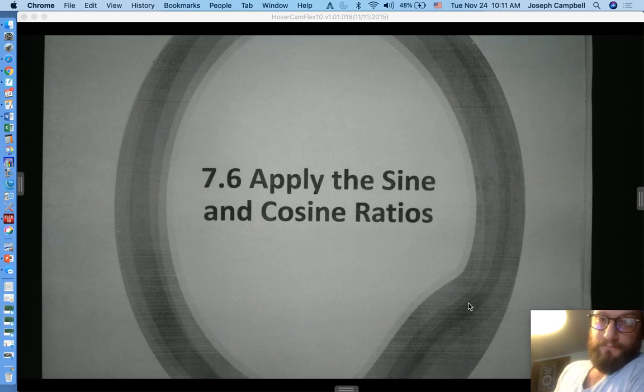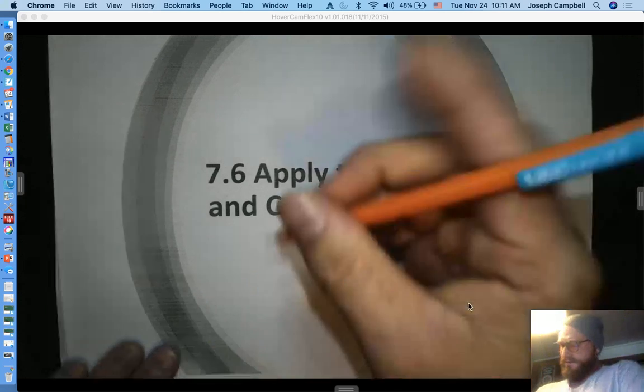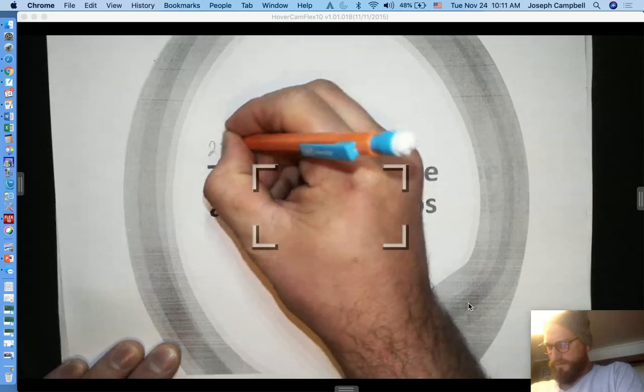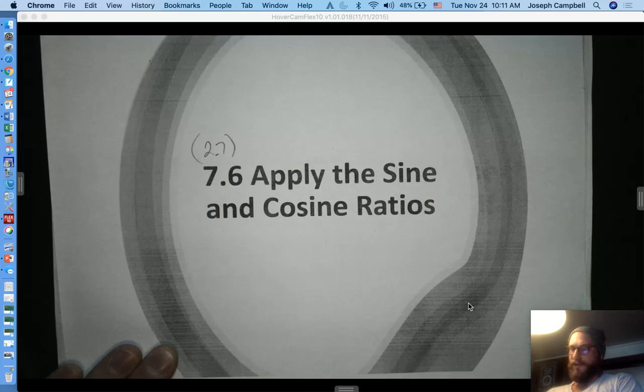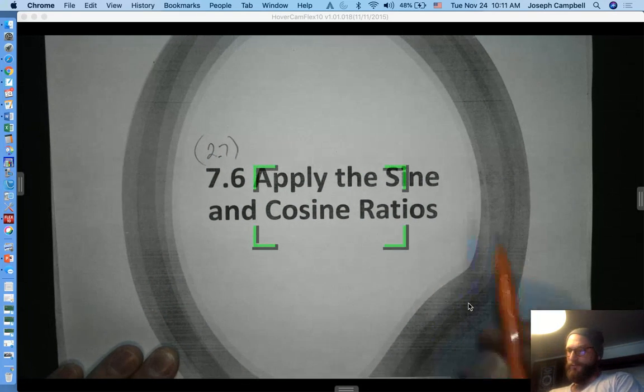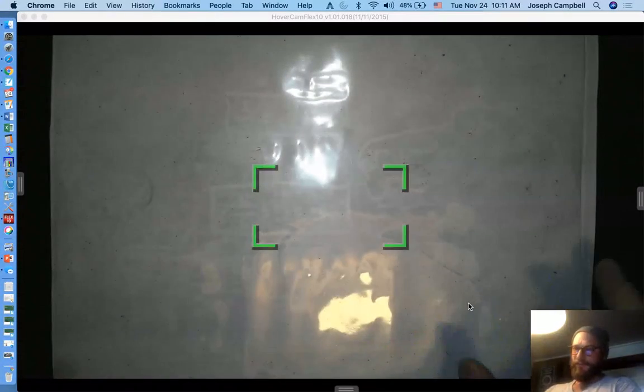All right. So 7.6 is apply sine and cosine ratios in our curriculum. It is 2.7 in our text. So yesterday we talked about tangent. Today we're talking about sine and cosine. All right, so go ahead, sketch yourself a right triangle.